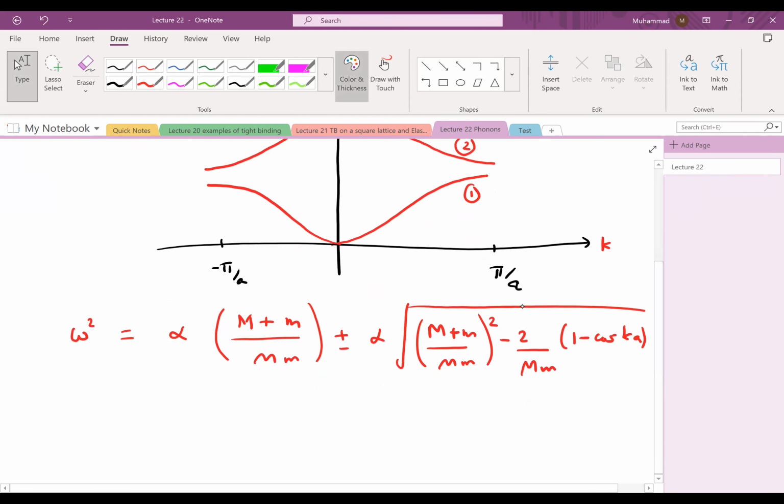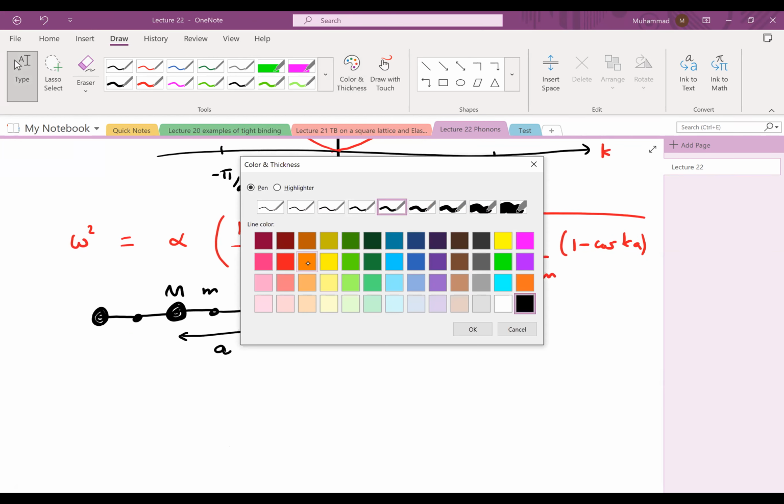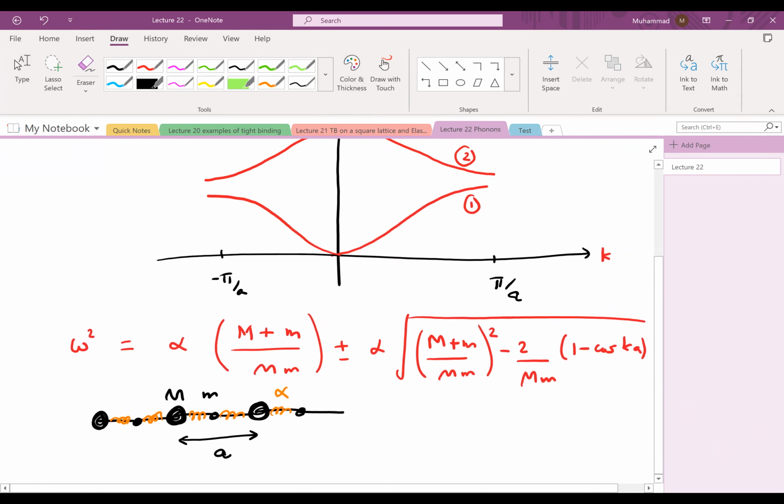And for completeness, let me draw the one-dimensional crystal structure as well. Two kinds of atoms, capital M and small m, and the unit cell spacing is a, and these atoms are bound together by effectively bonds which are modeled as springs, and each spring has a spring constant alpha. So this is where we currently stand. So if I take the plus sign in between this, I will get the top band, and if I took the minus sign, I will get the minus band.